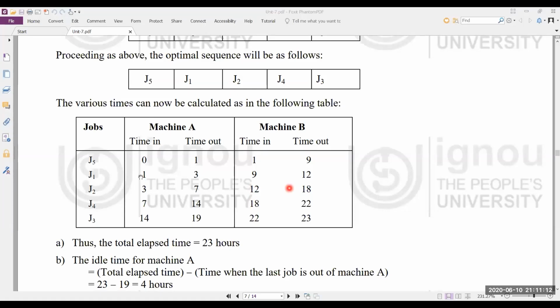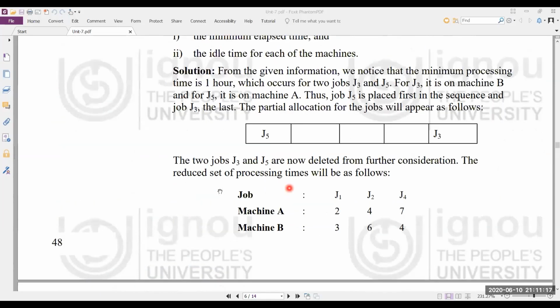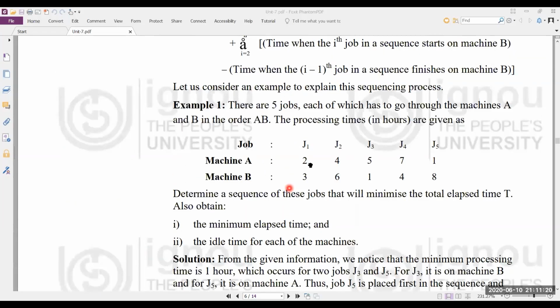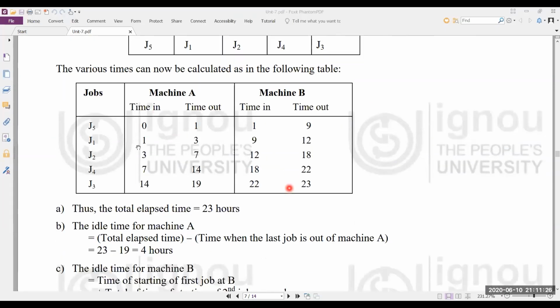The next job in the sequence is J1. So it will start from 1, and machine A takes 2 hours to complete the job J1. So here we write 1 plus 2 hours is equal to 3 hours. So the J1 job will be complete after 3 hours. But after the 3 hours, machine B is still busy completing the job J5, and it will be free after 9 hours.